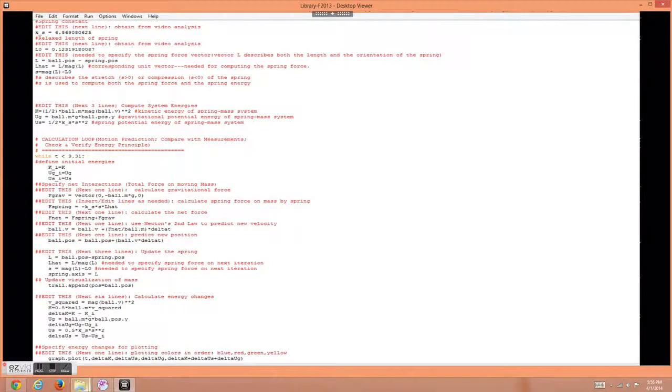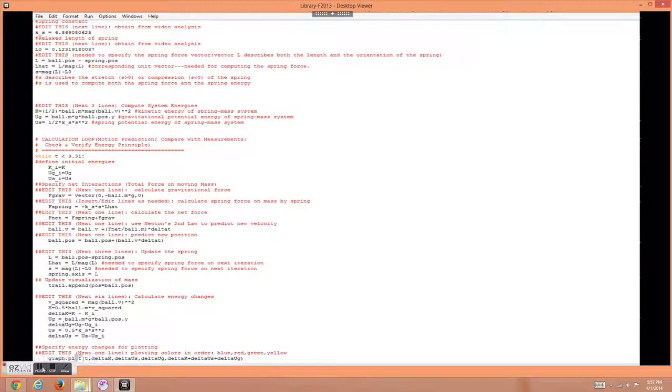All of these formulas are plugged into the code. Ks that we had found is plugged in directly, and so is L naught. L is equal to the ball's position minus the spring's position, and L hat is equal to L divided by the magnitude of L, and S would be equal to the magnitude of L minus L naught. The formulas for K, Ug, and Us have been provided as explained. The gravitational force and the spring force have also been plugged in.